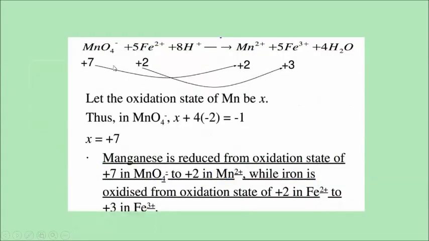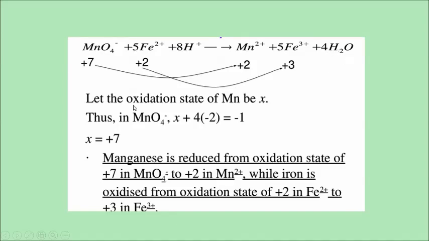Let's see this general equation: MnO4- plus 5 Fe2+ plus 8 H+ giving Mn2+ plus 5 Fe3+ plus 4 H2O. In this reaction, in MnO4-, the manganese has a +7 oxidation state and oxygen -2. Iron, in its ionic form, is +2. H+ means +1. Mn2+ is +2, Fe3+ is +3, hydrogen +1, oxygen -2.